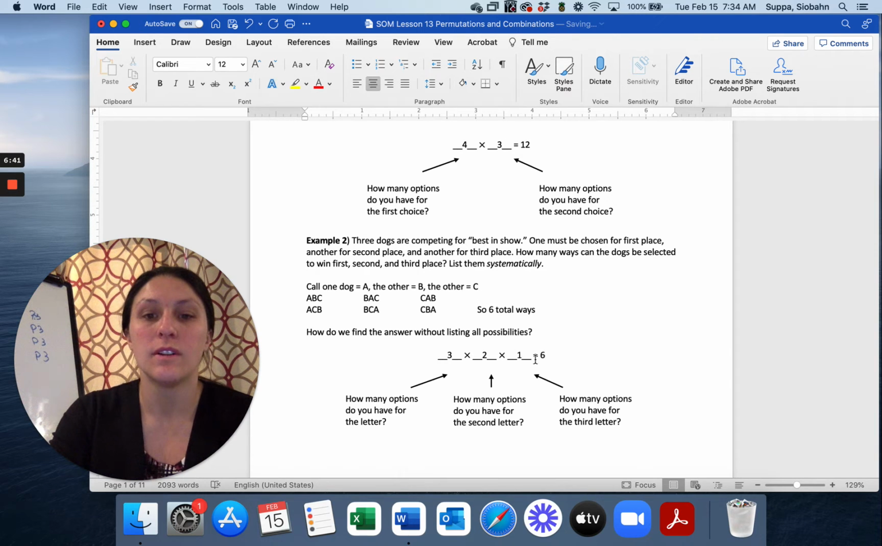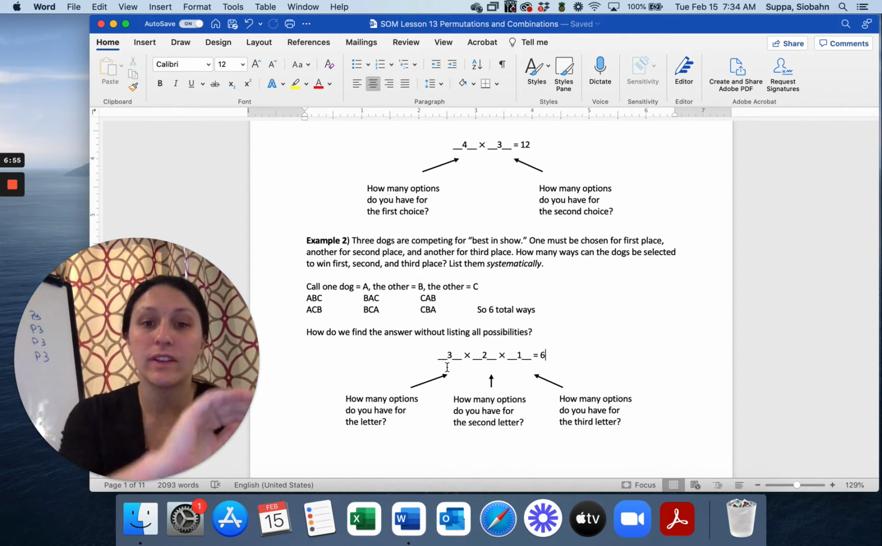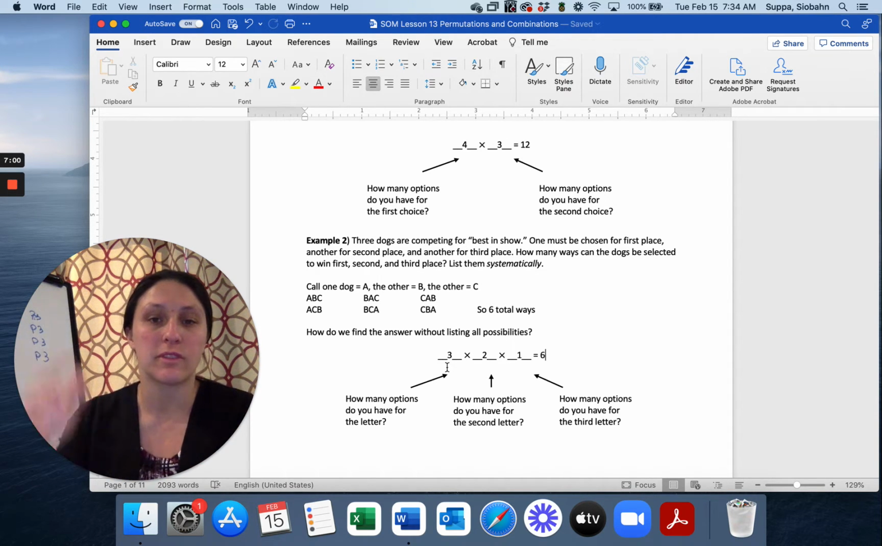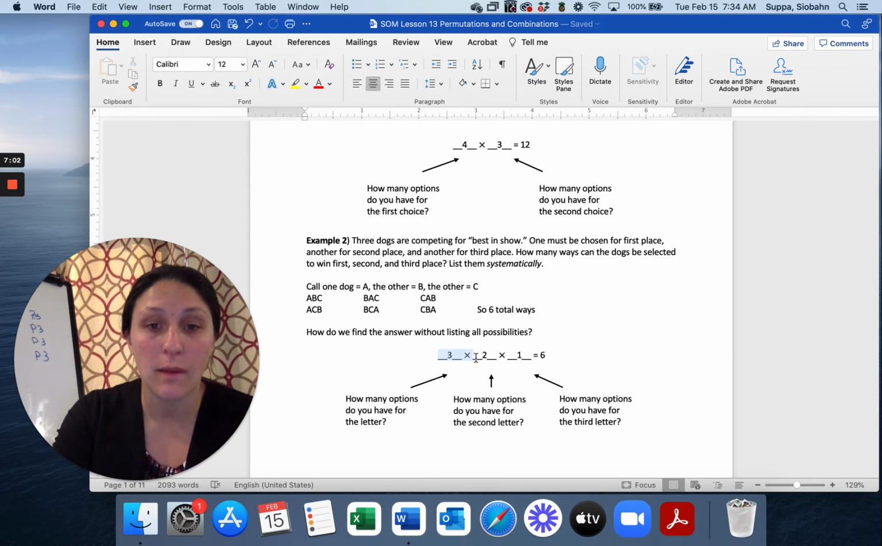So these are the 2 ways to do these kinds of problems. You could list out all of your options, which sometimes is not feasible because the answers are very big. Or you could do this spaces method where you write spaces and you fill in how many options you have for the first space, how many options for the second, how many options for the third, etc. But you need to know how many spaces to write. In this case, I knew I had to write 3 spaces because we're choosing people for first, second, and third. Like if I was only choosing for first place and second place, then I would only have 2 spaces.